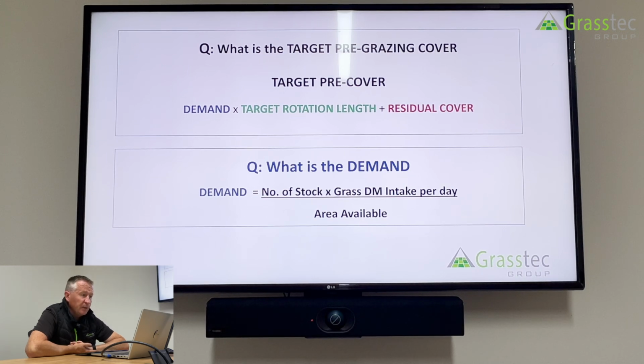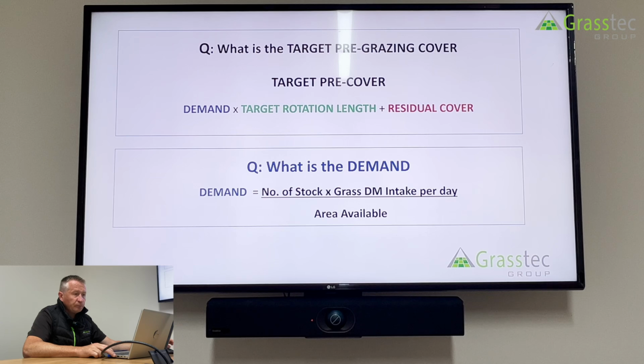Okay, and again, just to recap, what is demand? How do we calculate demand? It's the number of stock that we have out grazing times the amount of grass that we're offering per cow per day in kilos of dry matter per hectare, divided by the total area that we have available for grazing across the farm. Okay, so again, it's just to recap in terms of where those figures come from.